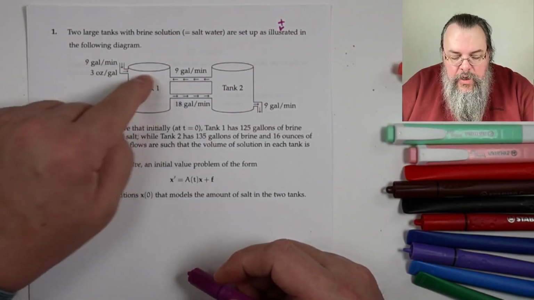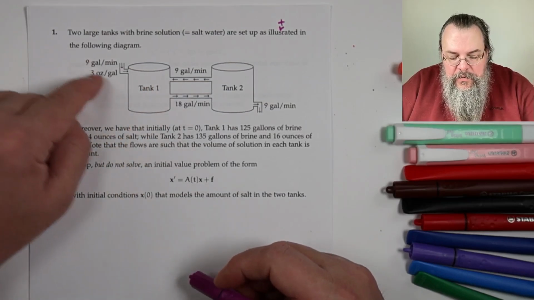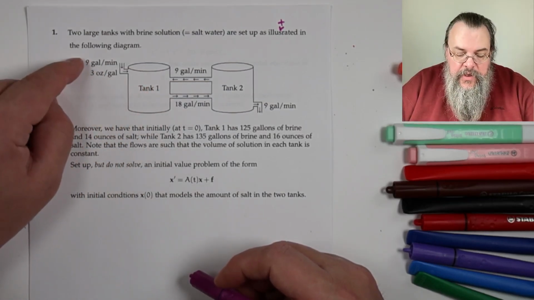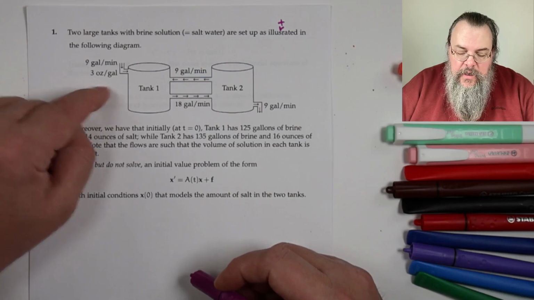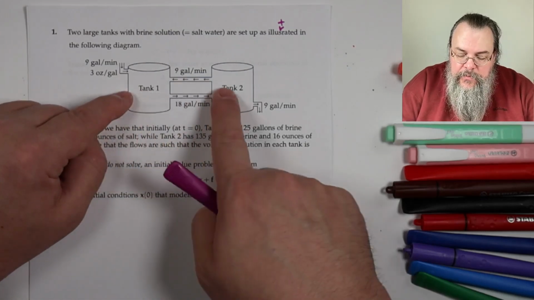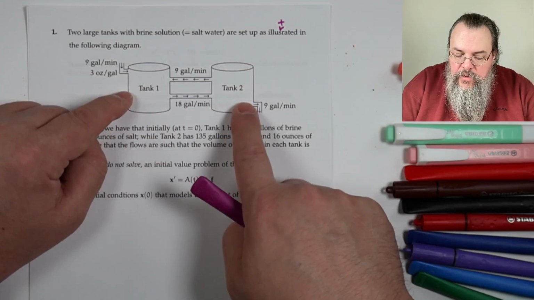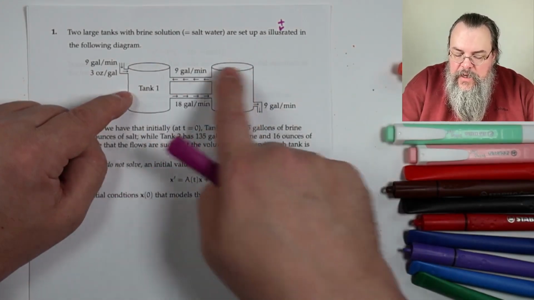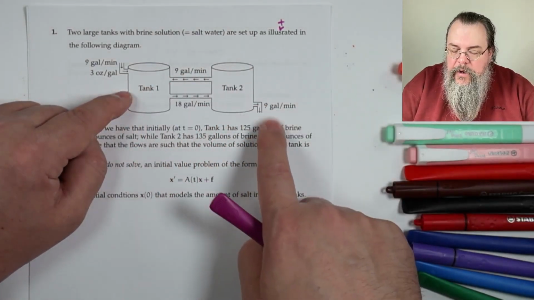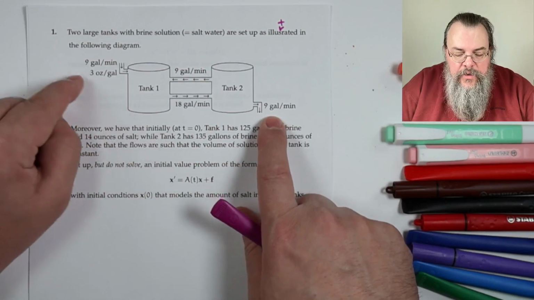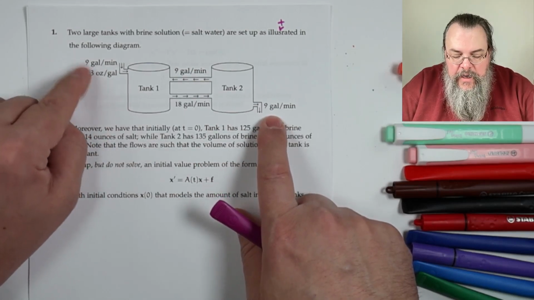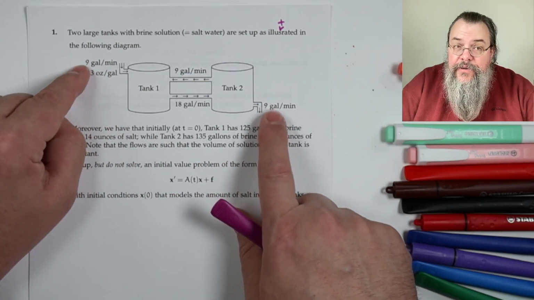So, what happens? Into tank 1, we have some inflow, 9 gallons per minute, 3 ounces per gallon. And then we have some outflow to tank 2 and some inflow from tank 2. And in tank 2, we again have the inflow and the outflow, and then outflow out of the system. Now, notice a couple things. 9 gallons coming into the system, 9 gallons going out.